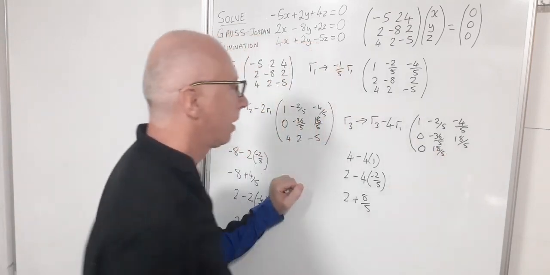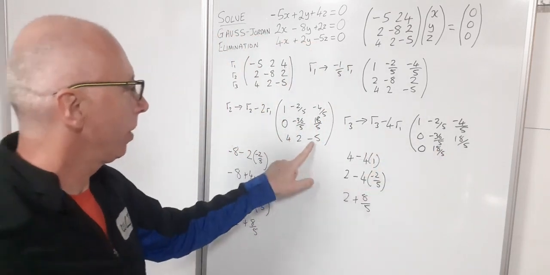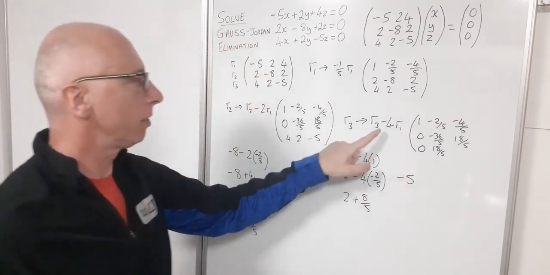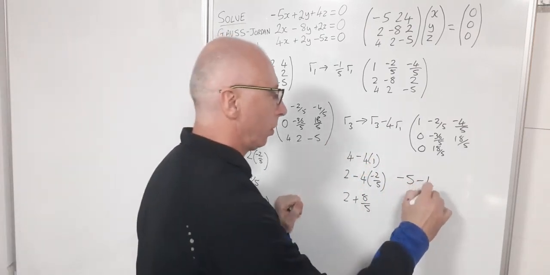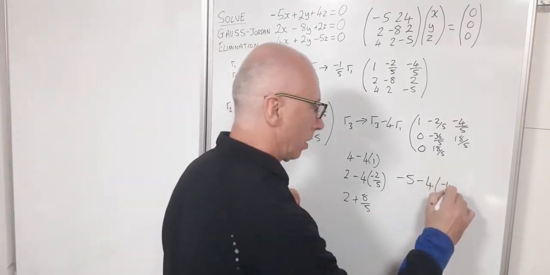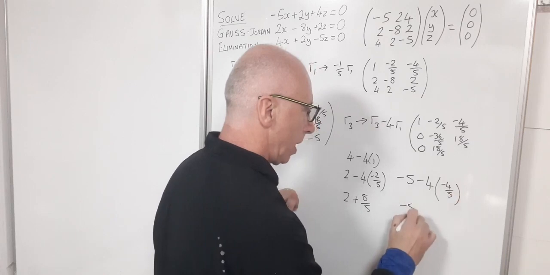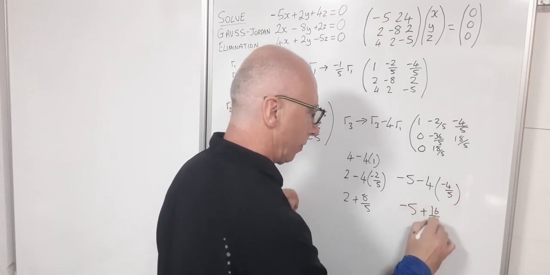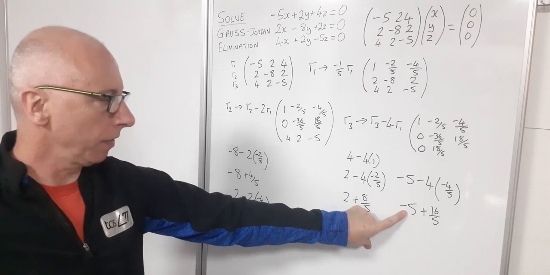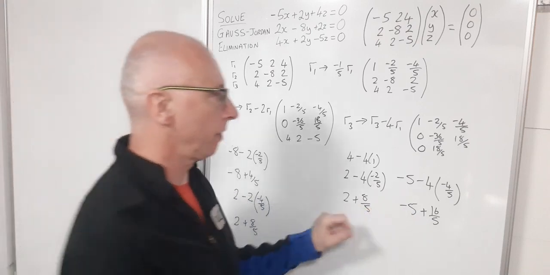That's that. And then the last one, I've got a minus 5, and I want to subtract 4 times minus 4/5. So now I've got minus 5 plus 16 over 5. So minus 5 is minus 25 over 5. So that then becomes minus 9 over 5.